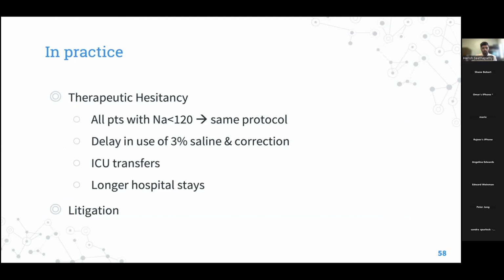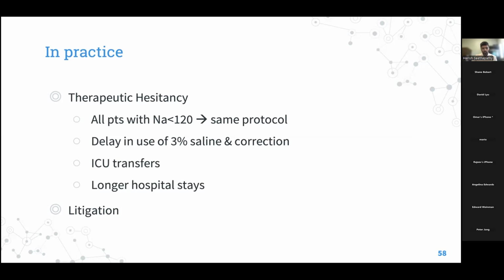But in practice, all of us have observed that, despite us trying to classify into low risk and high risk, when they say high risk, they mean patients with alcoholism, malnutrition, hypokalemia, etc. That's not how we practice, though. We kind of like everybody with severe hyponatremia gets placed in high risk protocol, and we kind of use the same protocol. There's a lot of delay in the use of 3%.